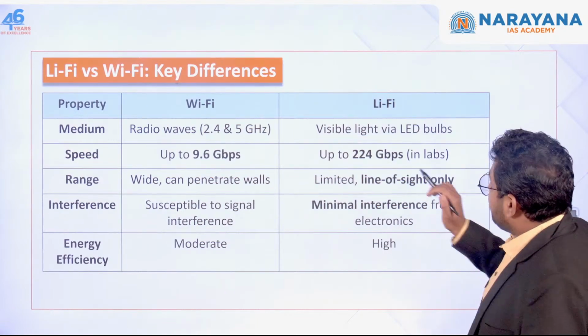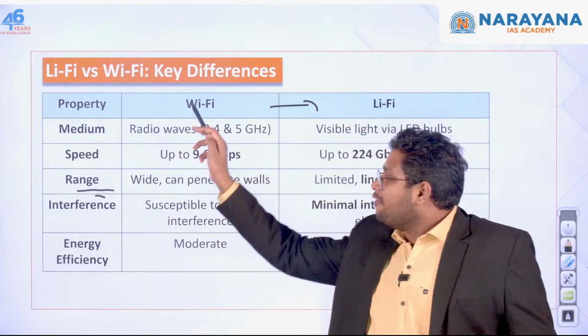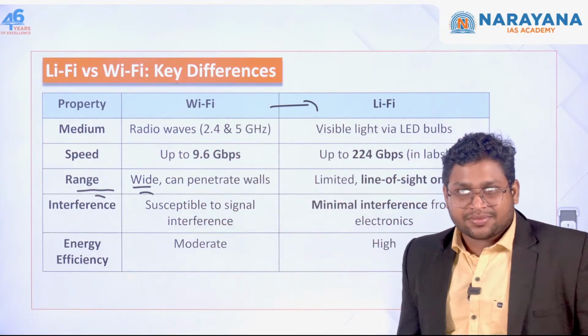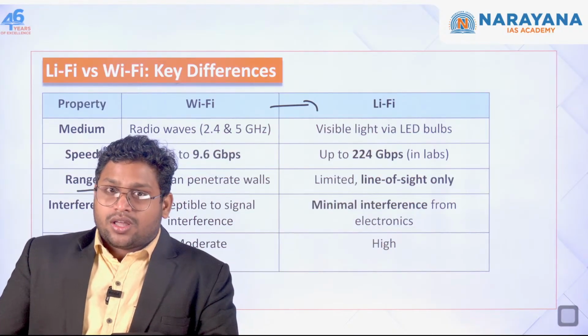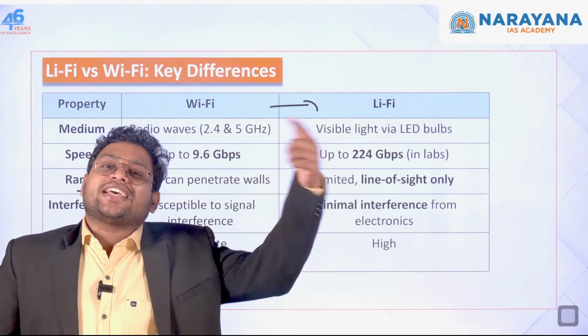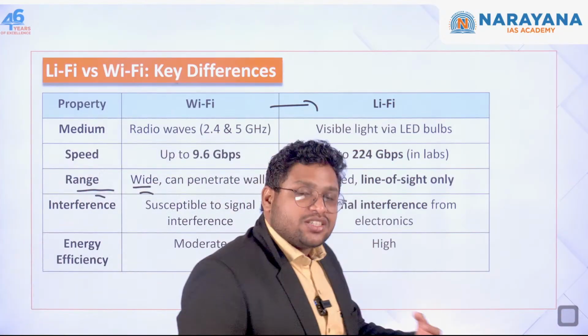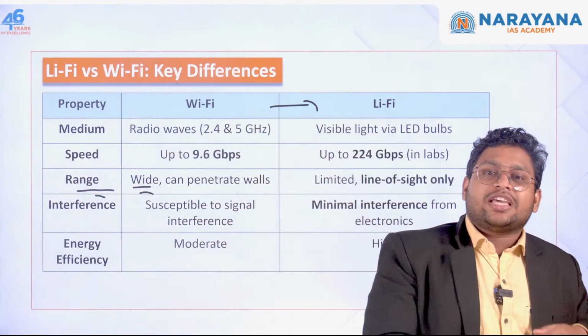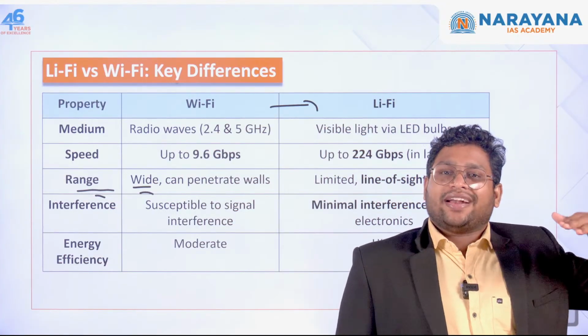Now this is where there is a problem with Li-Fi. Range aspect. Wi-Fi has a wide range. If I put a router in this room, then a person sitting in the next room also will be able to access this Wi-Fi or these radio waves, because these radio waves penetrate the walls and reach the next room also, and the range is very wide.